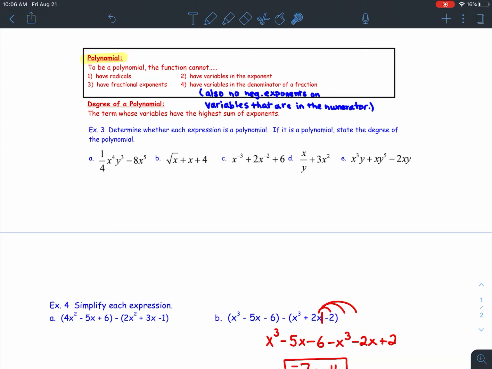By the way, the prefix poly just means many. So we talk about binomials, which are two terms. Trinomials have three terms. Polynomials really encompass anything. A binomial is a polynomial, a trinomial is also a polynomial, or it can have more than three terms to it. Okay, so let's just look at a few of these disqualifiers here.